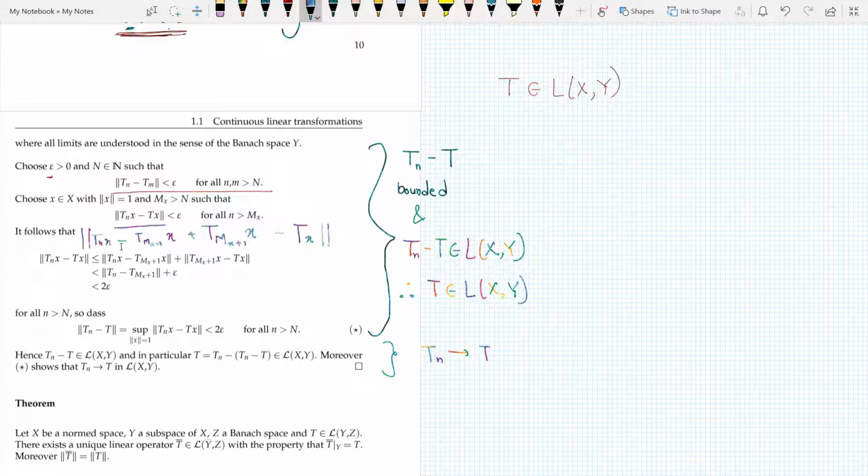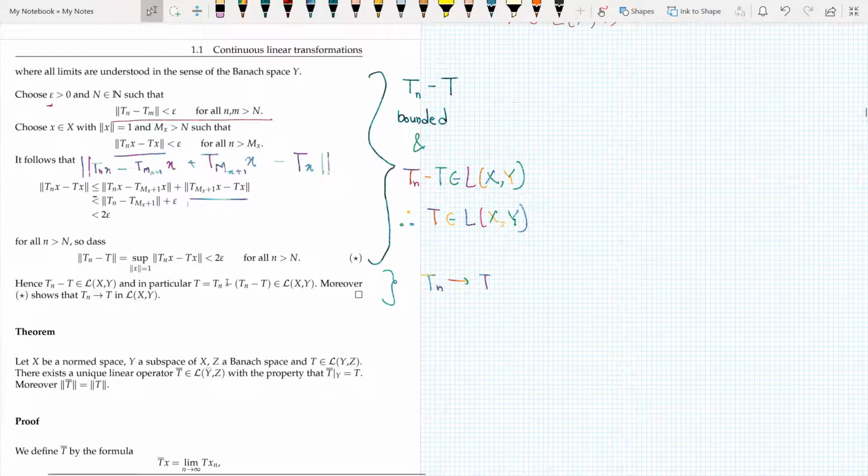So I add and subtract this term, and then from triangle inequality, I write it down as two terms, and that's why the less than or equal to sign. And again, I saw that this thing was less than epsilon here. And again, this thing is less than epsilon as n tending to infinity. So this Tnx minus Tx is less than 2 epsilon.